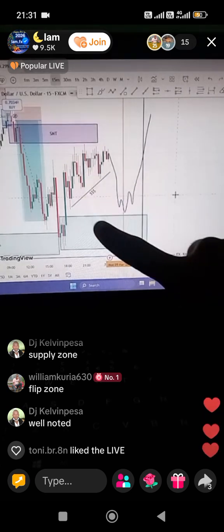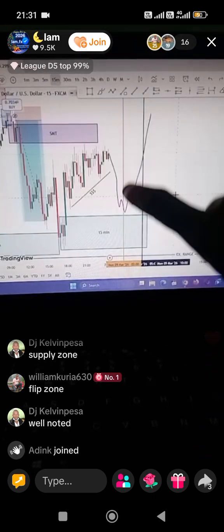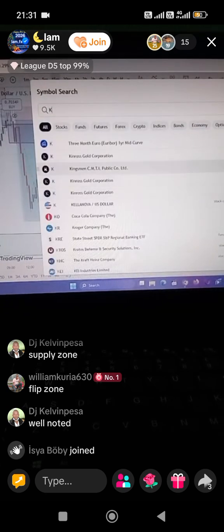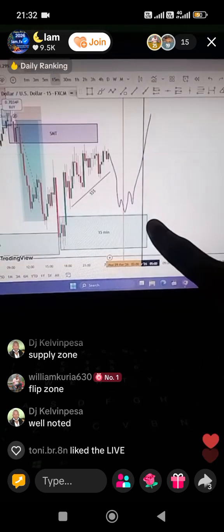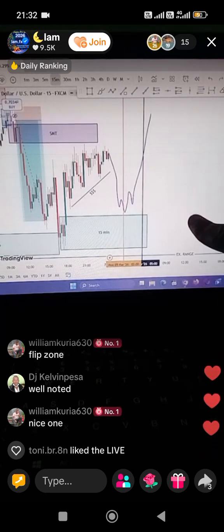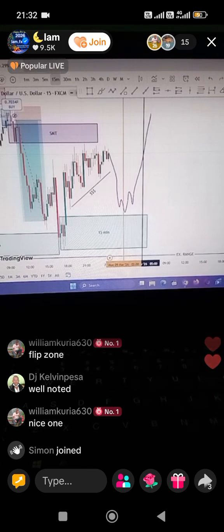Not any other time but during the key window. In this particular case, the Sydney session key window, or if not the Sydney session key window, the Tokyo session key window. If not the Tokyo session key window, the London session key window. If not the London session key window, the New York session key window. And you're going to print. It's that simple, by the way.